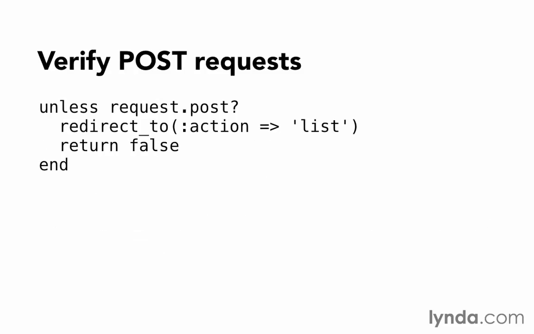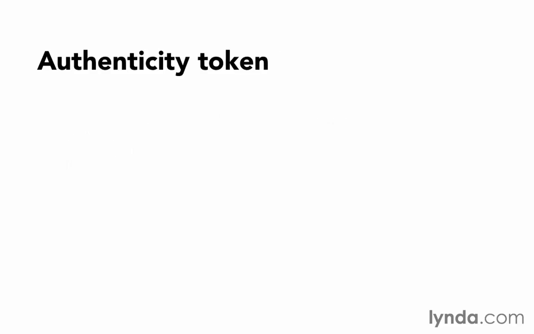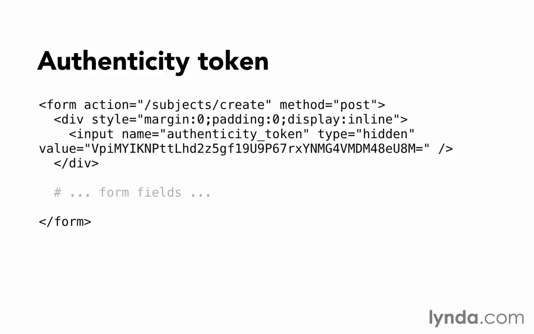So for example, you might write a method that was something like this. Unless the request is a POST, redirect to something else and return false. This is decent protection, but POST methods can be faked, especially with AJAX requests, so Rails offers another protection. Rails automatically adds a hidden field to every web form that it displays. The value of the hidden field is a unique token generated by the application and also stored in the user's session file. We'll talk more about sessions later.